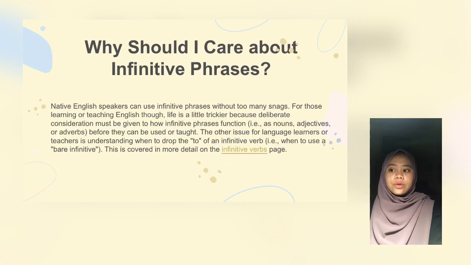Examples: when to use a bare infinitive. This is covered in more detail on the infinitive verbs page.